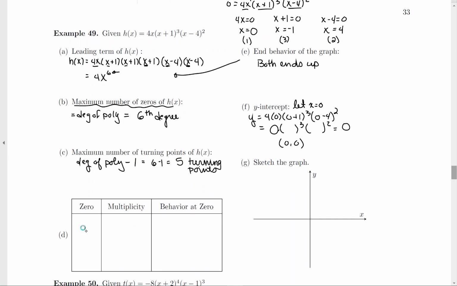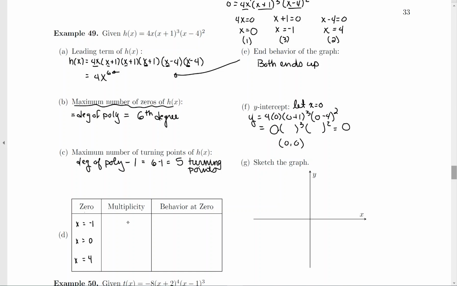So putting your zeros in WebAssign especially, they're going to ask you to put those in order smallest to largest. So let's get used to doing that. One of our x-intercepts is -1. The next biggest one is 0. And then our largest is 4.